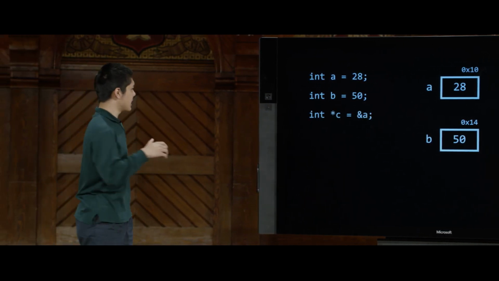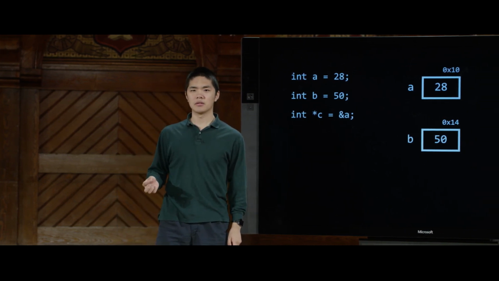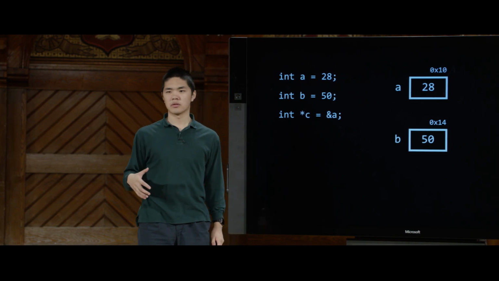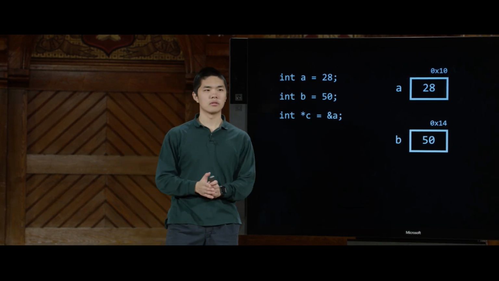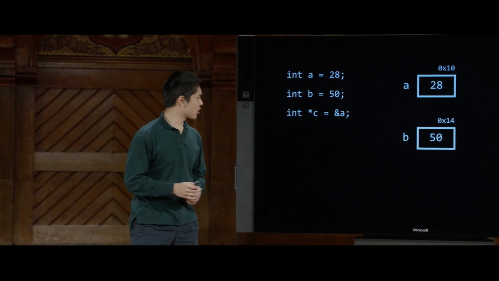But then if we did something interesting, let's add some pointers into the mix. I add a line like int star c equals ampersand a. What does this mean? What is this going to do? Any thoughts or guesses? Yeah, it's going to store the address of a.